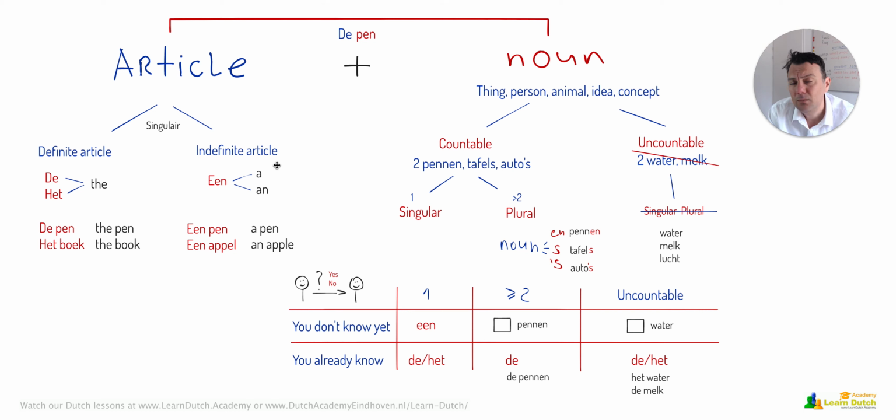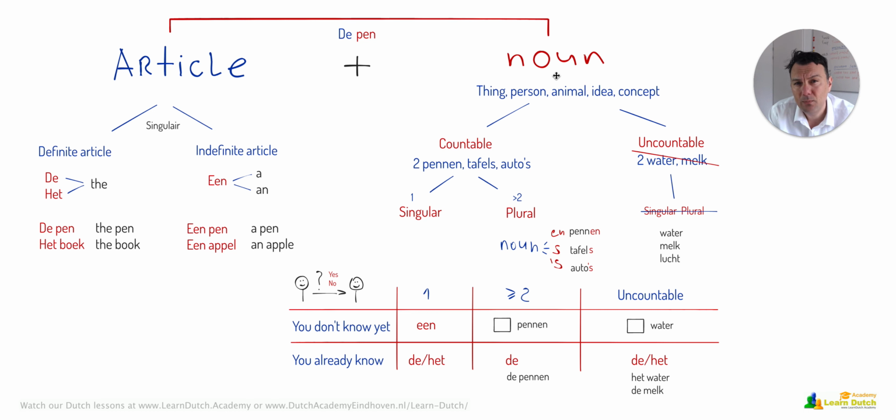Indefinite article. When your speaking partner doesn't know yet what you're going to talk about, you're going to use een. You can say, I have een pen. Ik heb een pen. Oh, ik heb een appel.